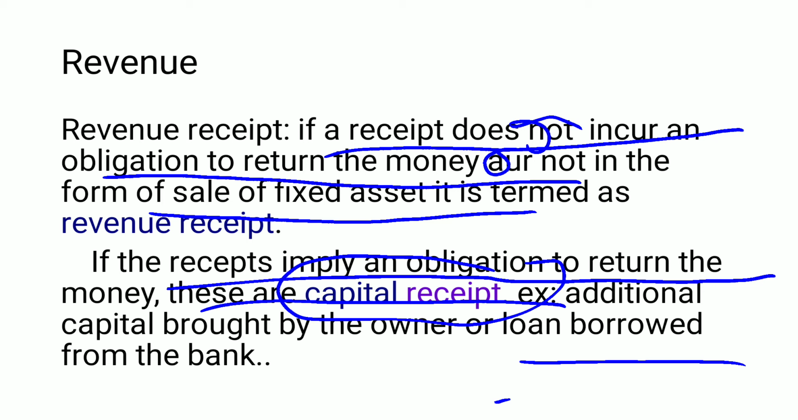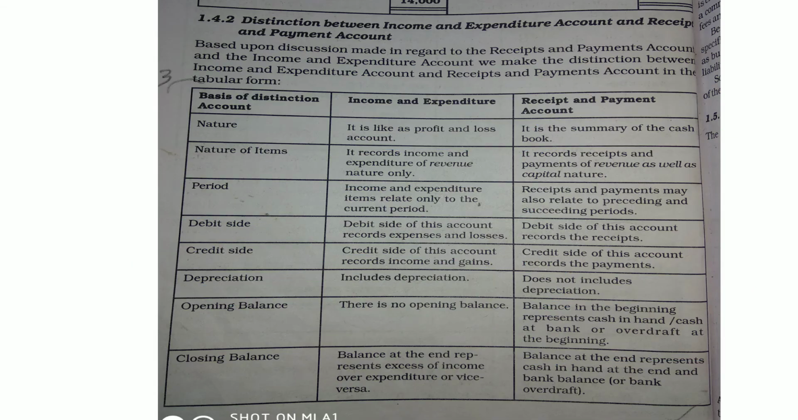If there is no need to return the money, whatever revenue we received is treated as revenue receipt. Capital receipts, we need to return. If there is no need to return, then it is treated as revenue receipt. Next one. Here we have a difference.